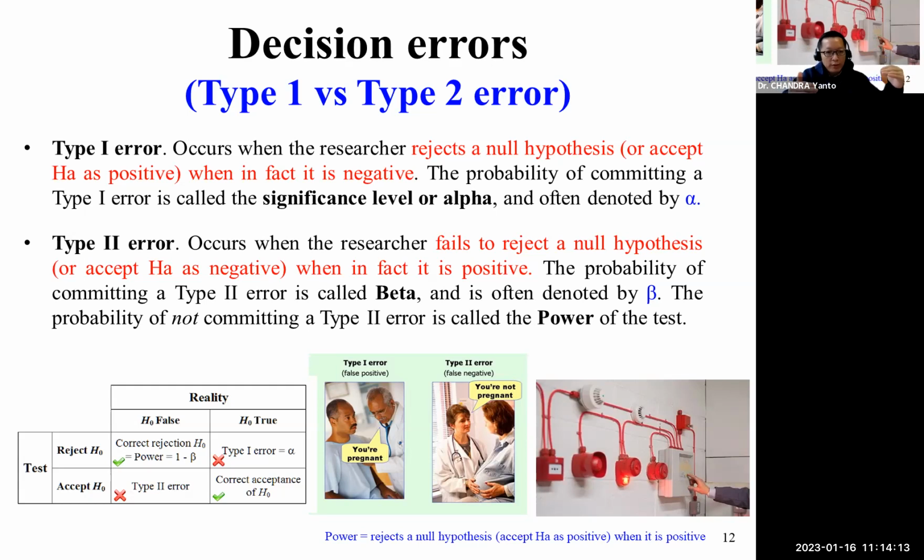Let me repeat. If your test is correct, and with the right reality, the reality is false, right? Then you correctly reject that there is no relationship, right? Or you correctly accept that there is no relationship, right? So that is how you see the type 1 and type 2 error. We're going to have a look at that later.